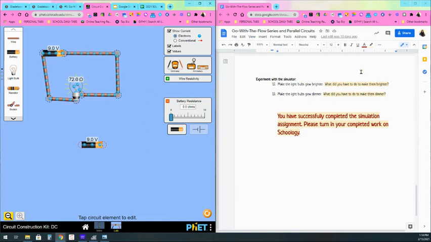And that basically goes over your assignment that you did. Please make sure you have turned it in so that you can receive credit. And also let me know if you have any questions.